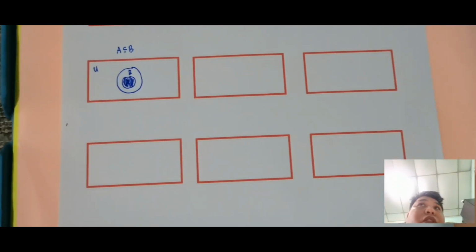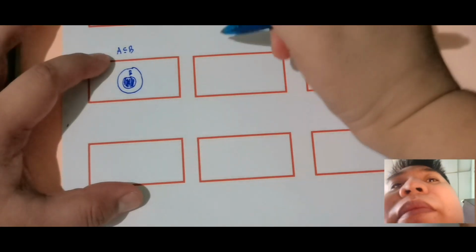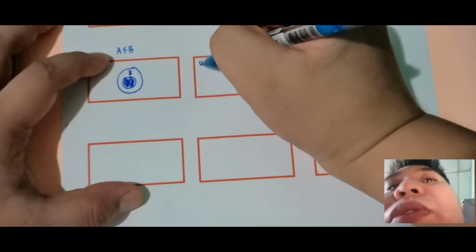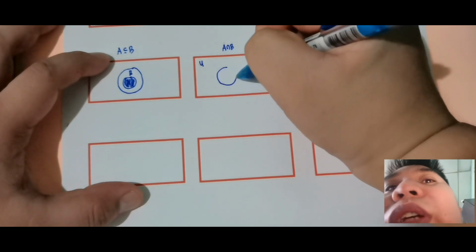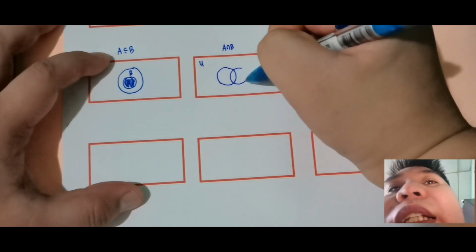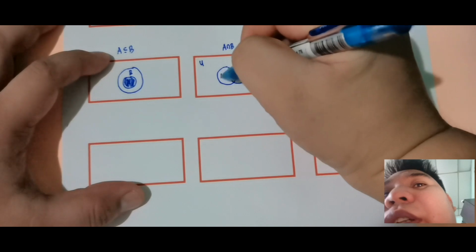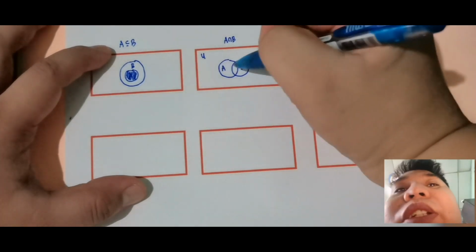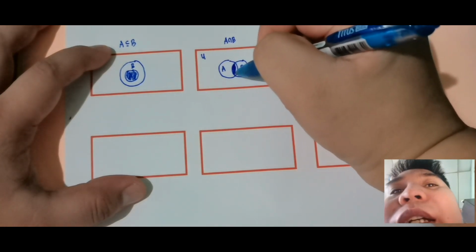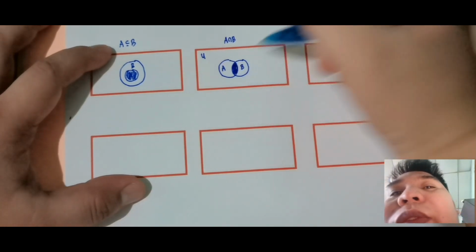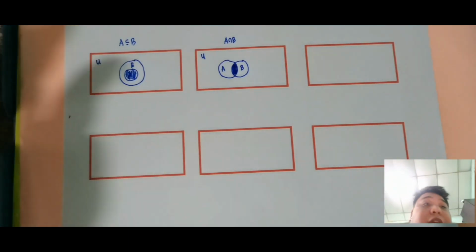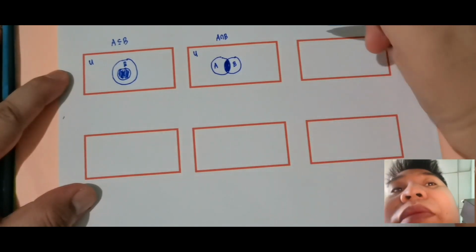Okay, so next is set operations. Puntahan natin si A intersection B. Paano naman i-drawing si A intersection B? Dalawang set na. That is U. Mag-drawing ka ng dalawang overlapping circle sa isa't isa. Ito yung A, ito yung B. Pag intersection, yung common sa gitna, yung pinag-intersect ng dalawang circle natin. Ganyan pag intersection.